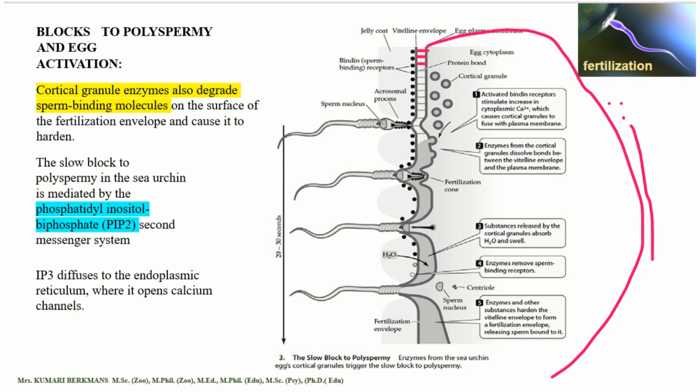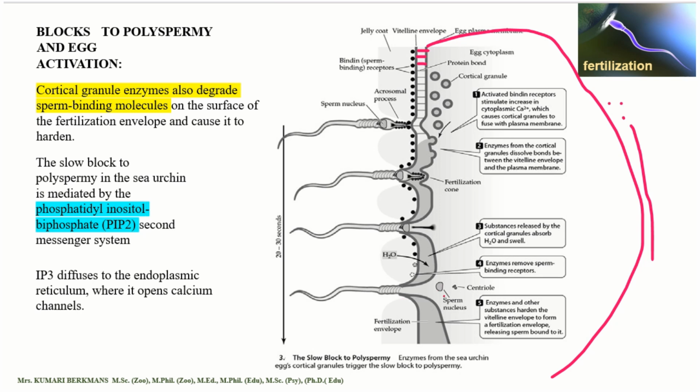So the sperm comes and attaches with the receptor. Now what happens? It releases its enzyme and penetrates into the vitelline envelope. At that time, when it penetrates, immediately the cortical granules fuse with the vitelline envelope. The cortical granules absorb water, and the vitelline envelope swells and becomes very thick, and it never allows other sperms to enter inside.